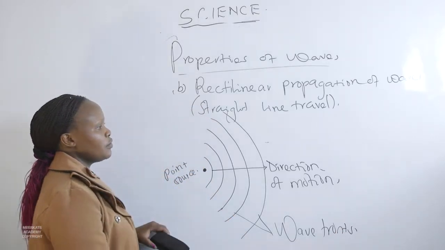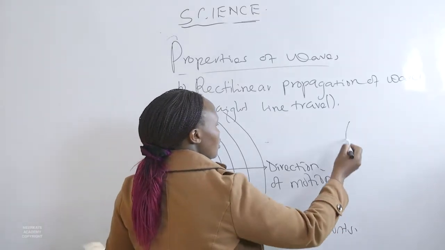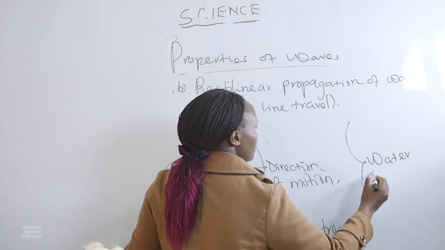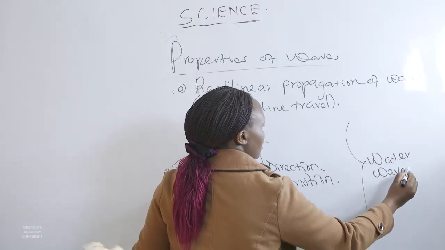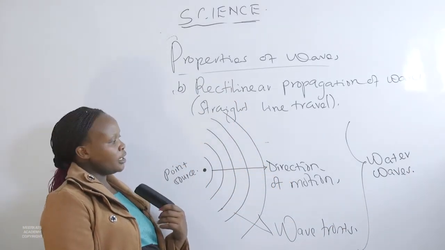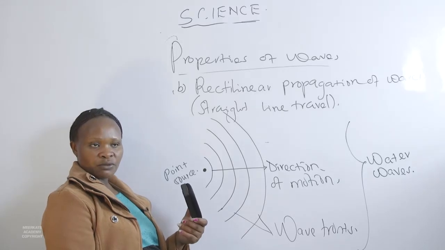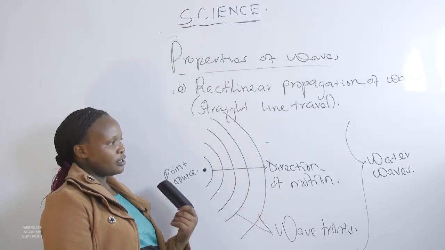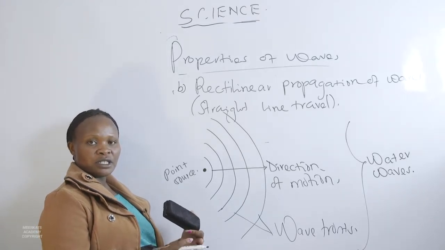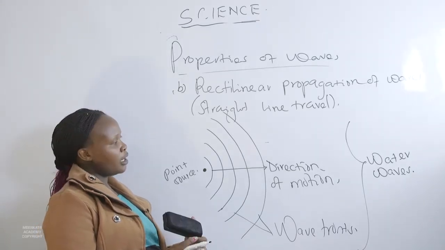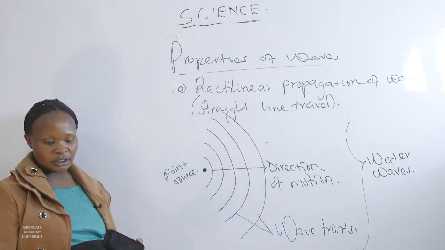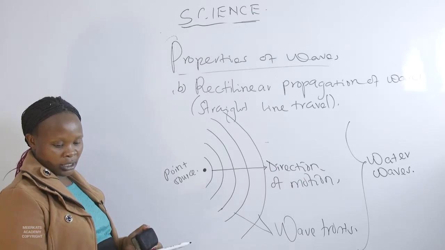An example of this is what we call water waves. Water waves originate from a point source. They are circular, but they move in a straight line. They advance from the point of disturbance as the center, and they advance towards other directions in a straight line.